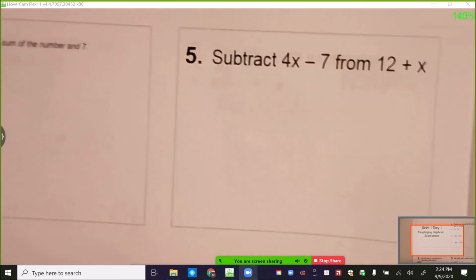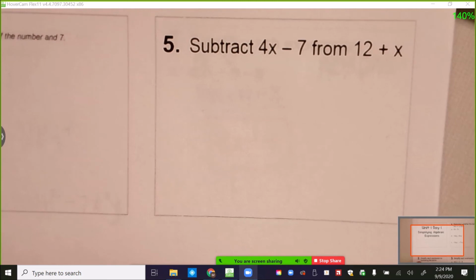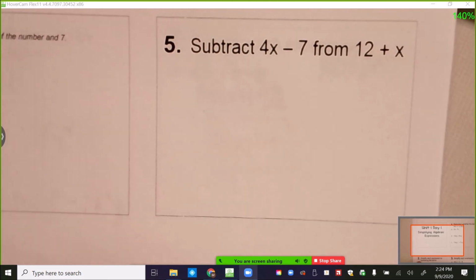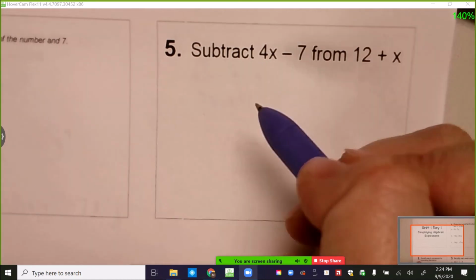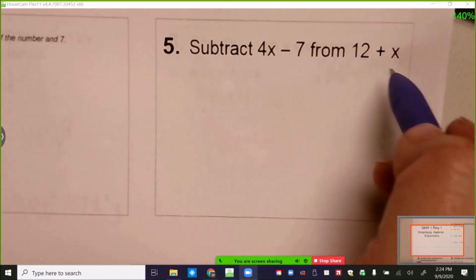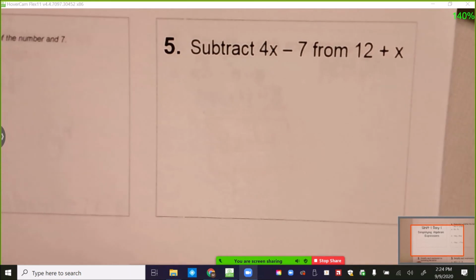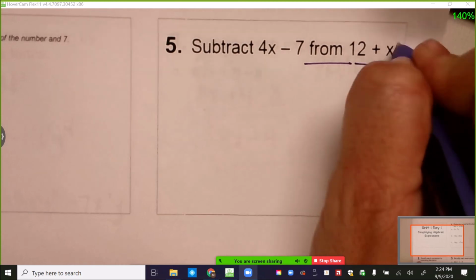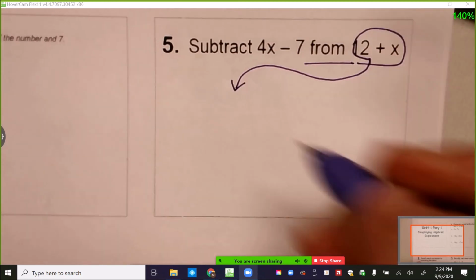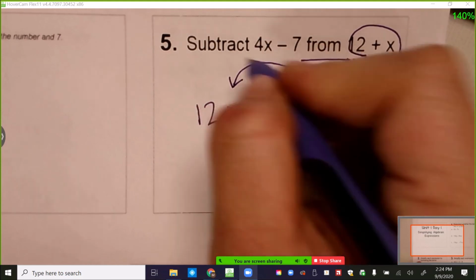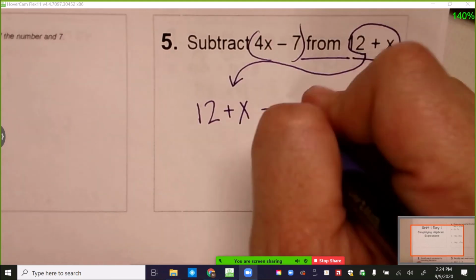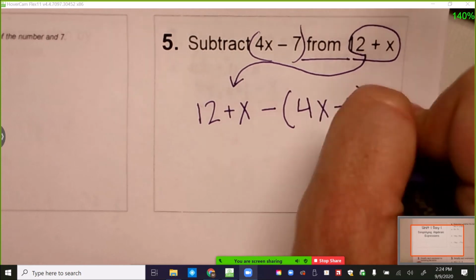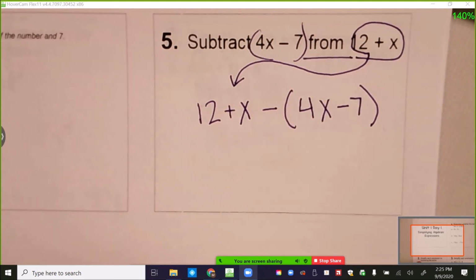This next one, I'm actually not going to solve it with you, but I'm going to just set it up as a reminder. I'm trying to give y'all more time to practice, less time to listen to me. So subtract 4x minus 7 from 12 plus x. Sorry, read that wrong. What's the magic word that's up there? From. So anything after from needs to go to the front. So 12 plus x. It says subtract all of this. So now does it look kind of like the one we just did? And you would simplify from there. Does that make sense? So that word from means it has to go to the front.